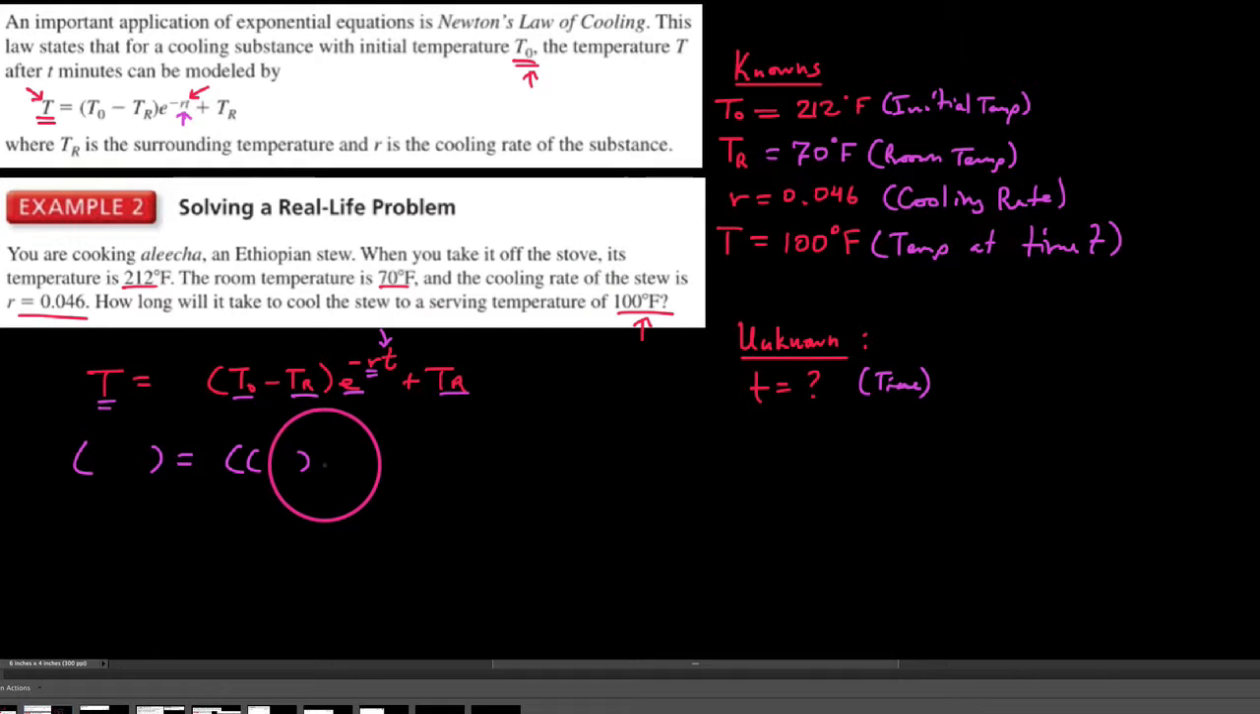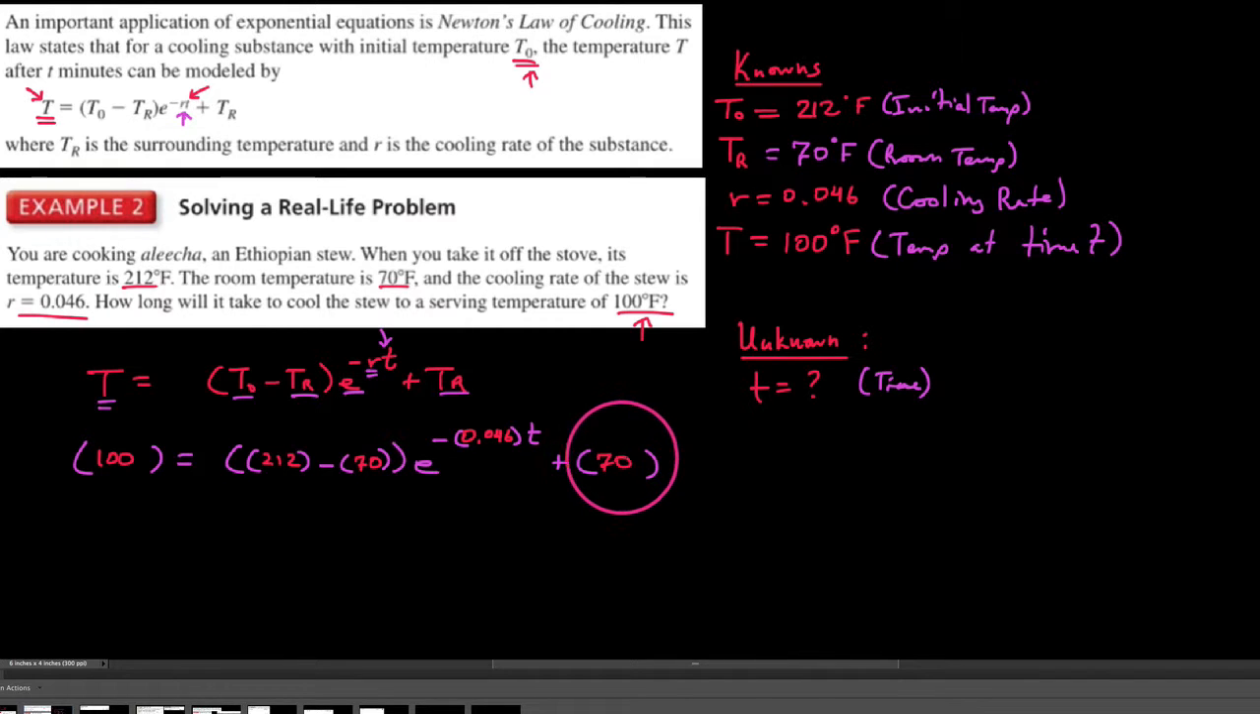So we'd say that our initial temperature minus the room temperature, this is e to the negative r times time, plus T sub R. So putting all of these values in, we'd say 100 degrees Fahrenheit is what we want the temperature to be. Our initial temperature was 212 degrees Fahrenheit, and the room temperature is 70 degrees Fahrenheit. We'll plug in our rate up here, and then it looks like this. The room temperature, again, we have to add on as a constant.